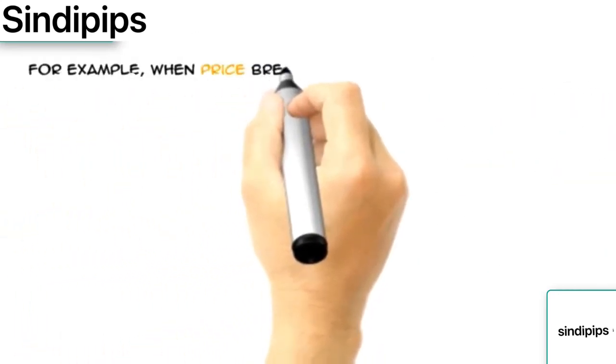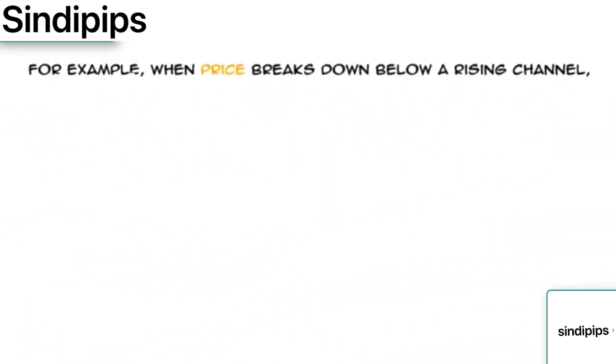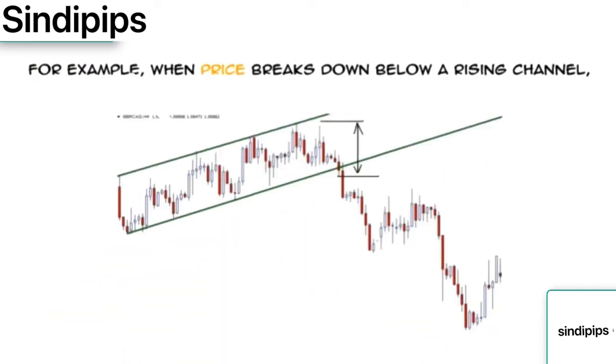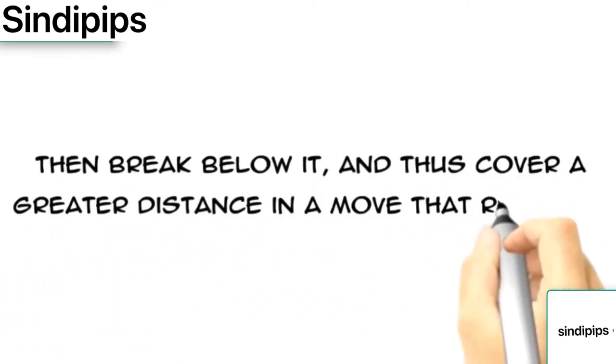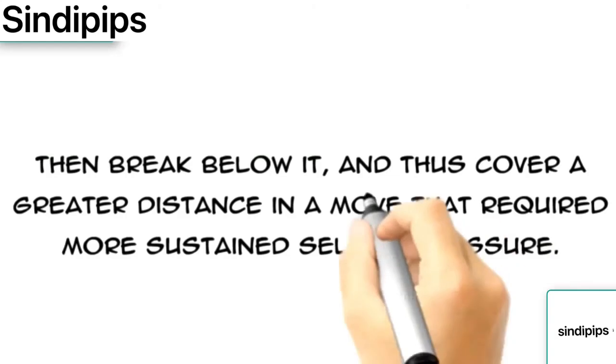For example, when price breaks down below a rising channel, it needed enough selling pressure to move all the way down from the upper channel line to the lower one, then break below it, and thus cover a greater distance in a move that required more sustained selling pressure.